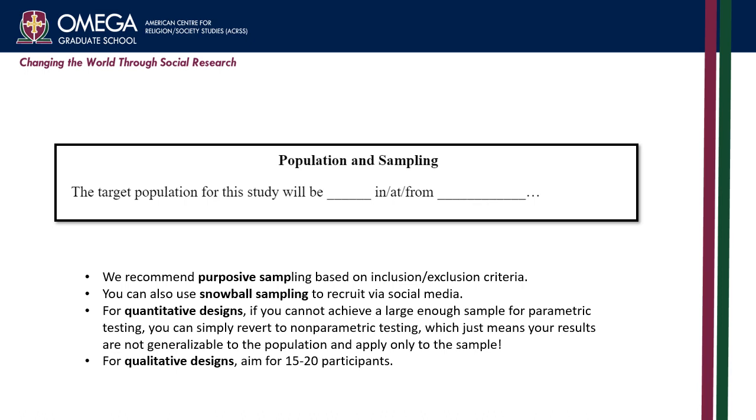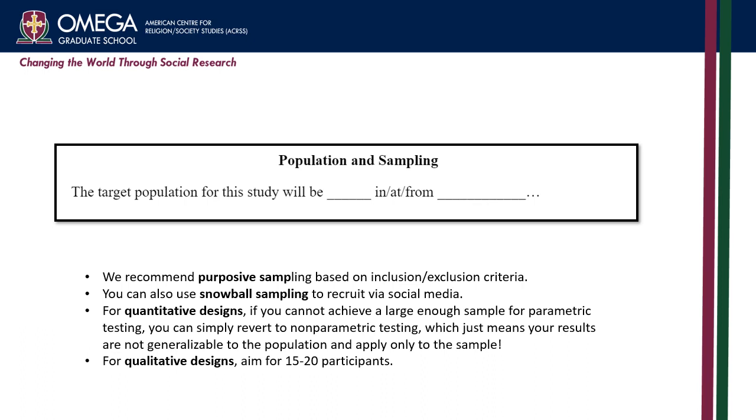Snowball sampling simply allows you to post a recruitment letter to social media and ask other people to share it on your behalf. And that really helps to overcome some of the hurdles in the recruitment process for participants in your study. For quantitative designs, you may not be able to achieve a large enough sample to have normal data or data that meet certain assumptions that are required to conduct parametric procedures.